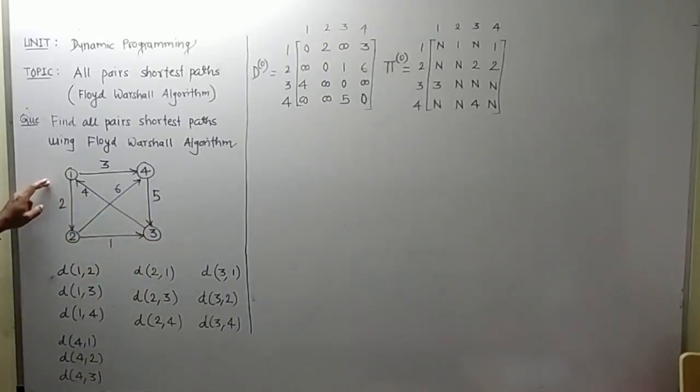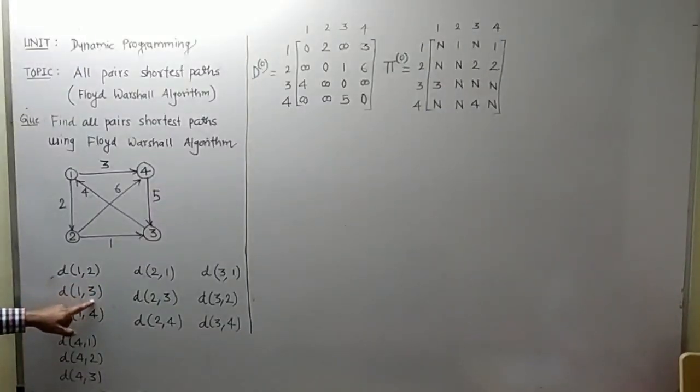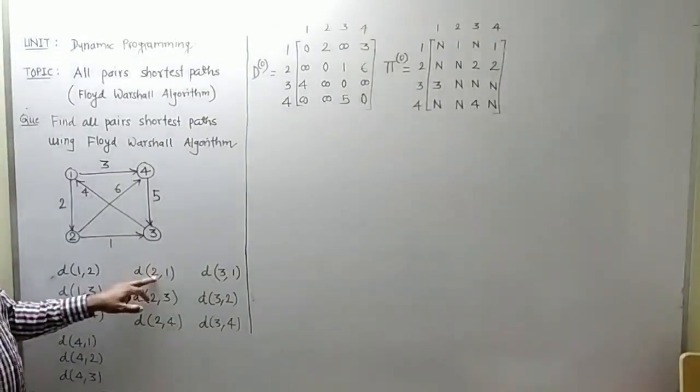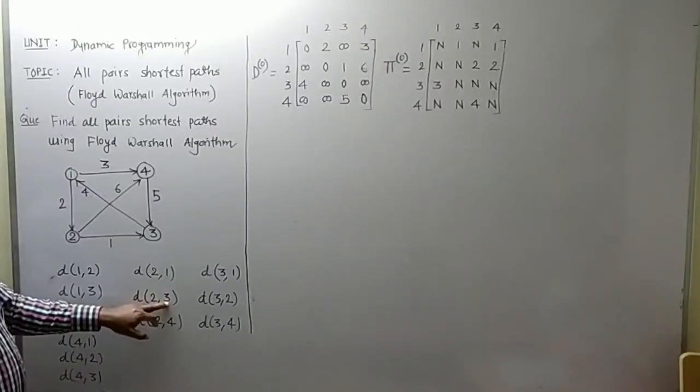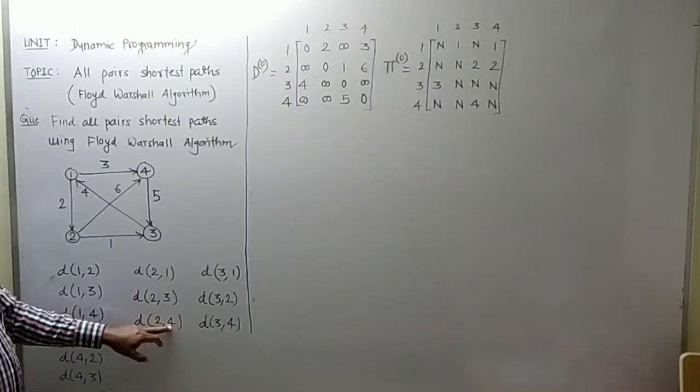If you consider the source vertex 1, 1 to 2, what will be the shortest path? 1 to 3, what will be the shortest path? 1 to 4, what will be the shortest path? Similarly, consider 2 as a source. 2 to 1, what will be the shortest path? 2 to 3, what is the shortest path? 2 to 4, what is the shortest path?